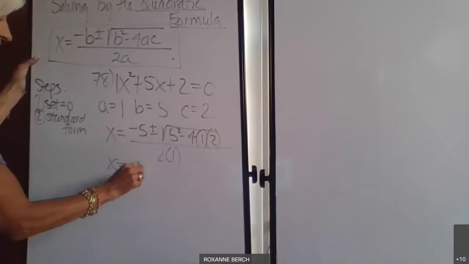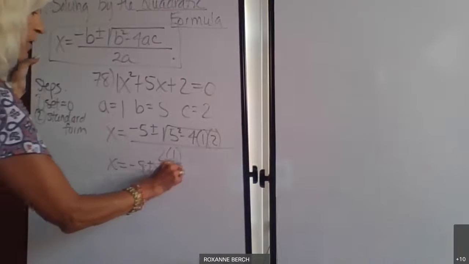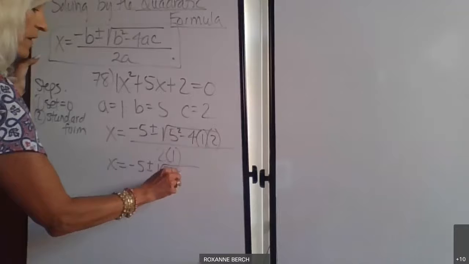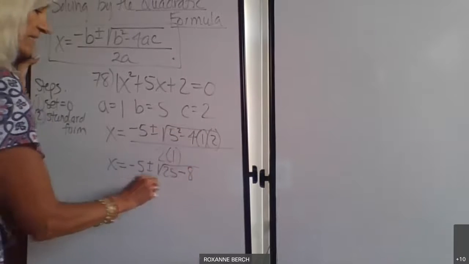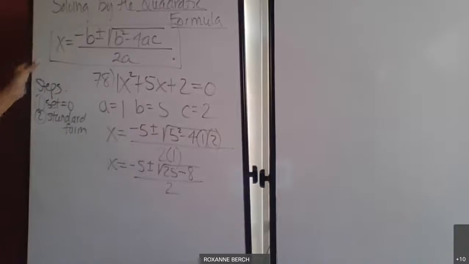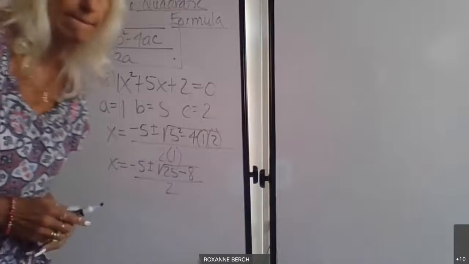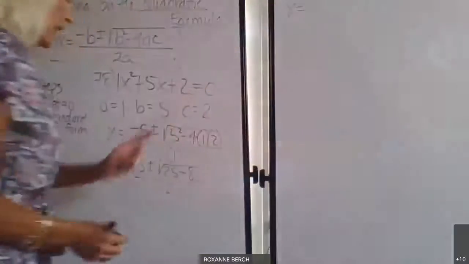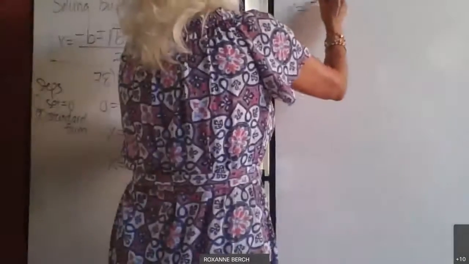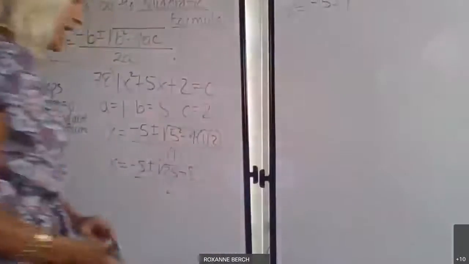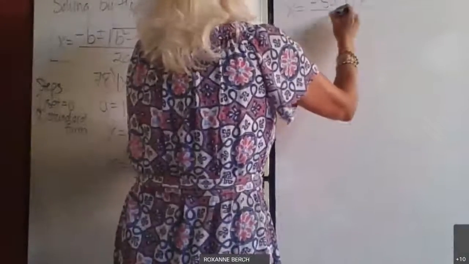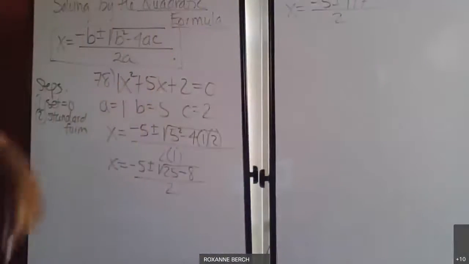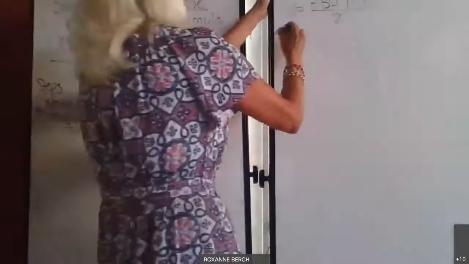So x is equal to negative 5 plus or minus the square root of 25 minus 4 times 1 times 2, which is 8, divided by 2. So x is equal to negative 5 plus or minus the square root of 25 minus 8, which is 17, and there are no perfect squares in 17. And guess what? That's the answer. So there's nothing else to do.